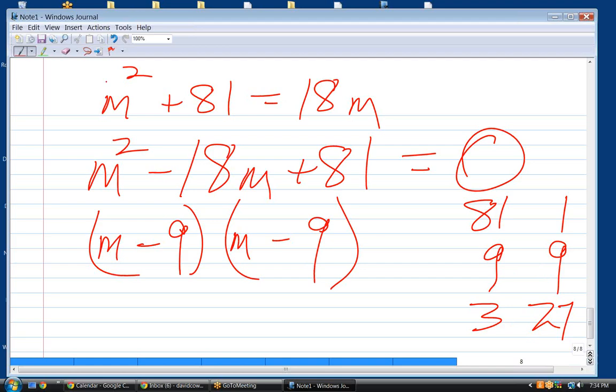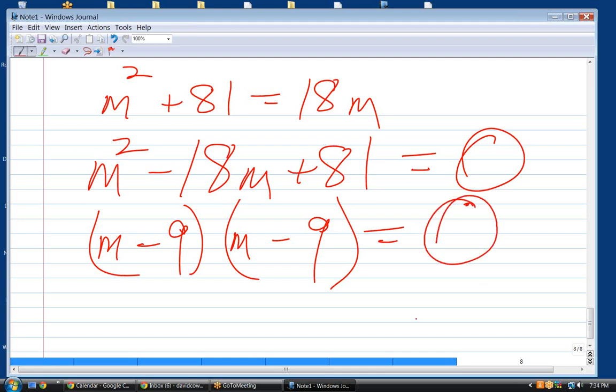So, okay, 9 and 9. So then, m equals positive 9? No, m minus 9 times m minus 9 gives you this. So m equals 9. We only got one solution, but it's got multiplicity of 2 on it. So you have to say m equals 9 again? Yeah, and that's all you need to say. You don't need to say multiplicity of 2. You need to say m equals 9.